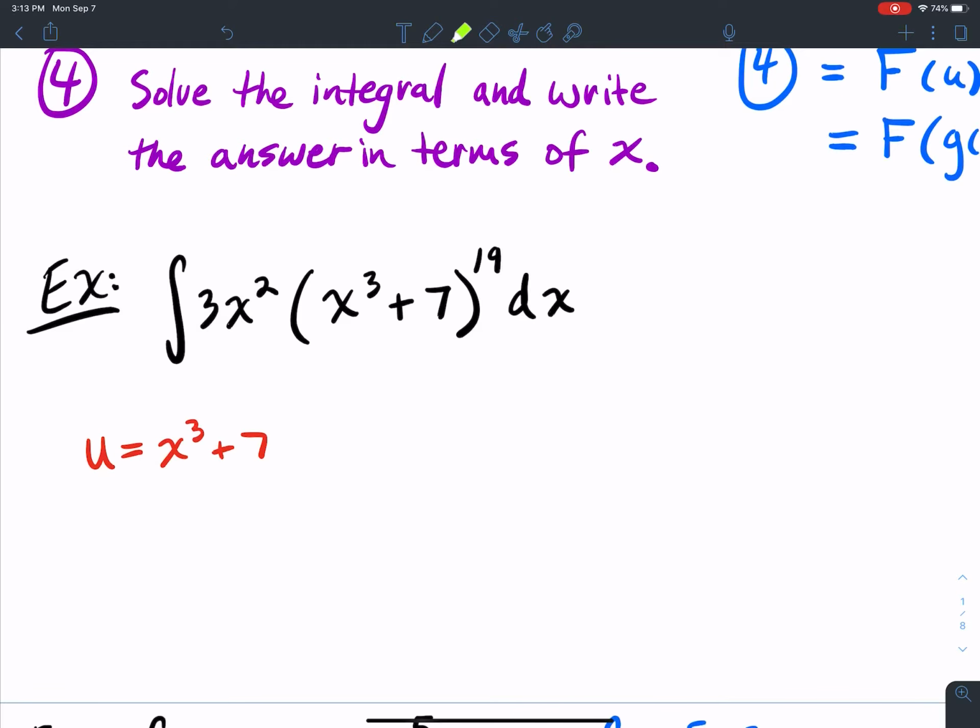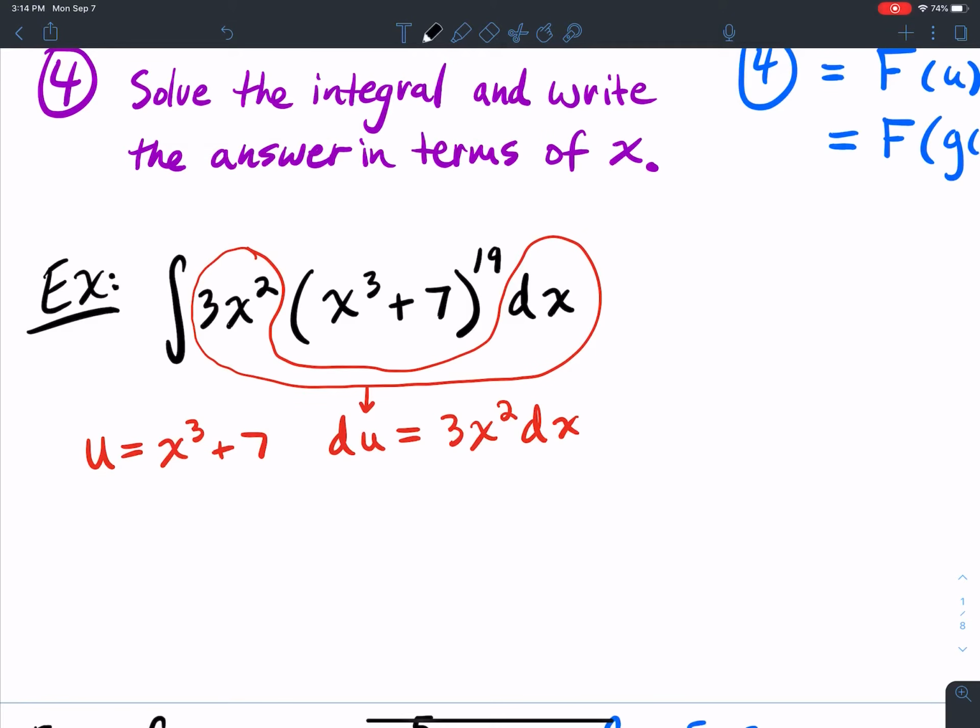Now, once I get my u, step 2 says compute the differential du. So I need to find du. To get du, I take the derivative of x cubed plus 7. Derivative of x cubed is 3x squared, and the derivative of 7 is 0. Okay, so it's not just the derivative du dx, it's actually the differential, so technically this differential comes in over here. So what do I notice? This right here is right here, okay?